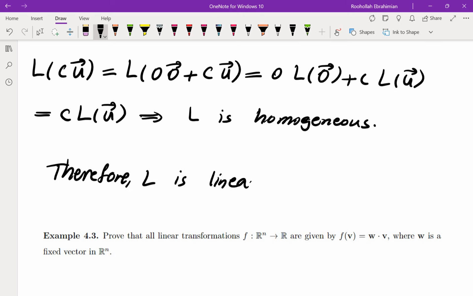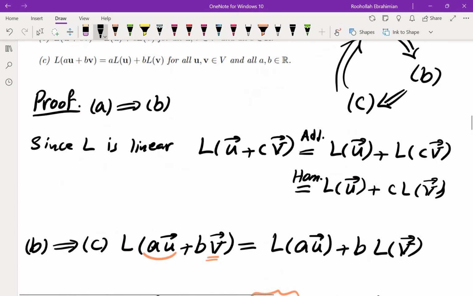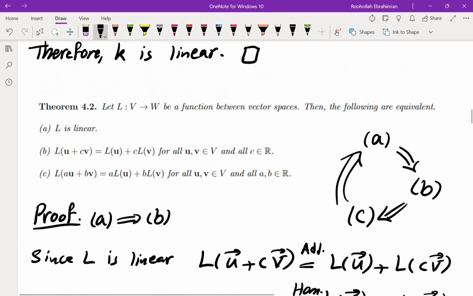Now let's talk about when to use this theorem. If you want to show something is linear, you either use the definition or use part B. Oftentimes part B would be a bit shorter. If your problem doesn't get too complicated, then I would just use part B in order to show L is linear. So that's what you want to do with this theorem.